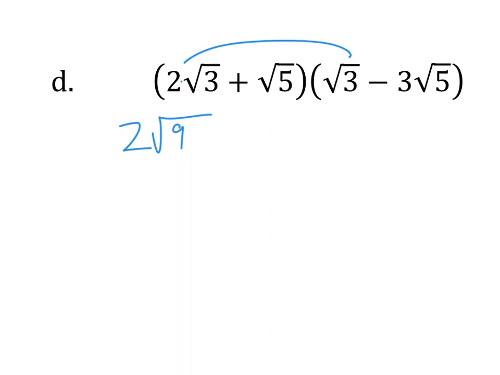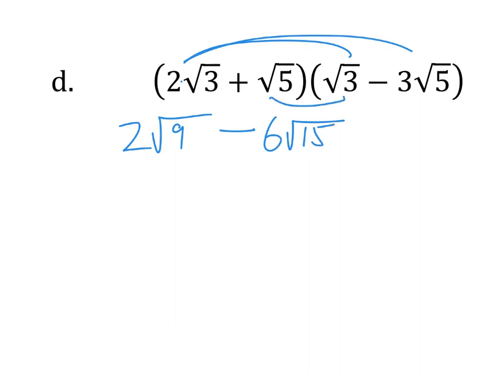Now we're distributing here. 2 square root of 3 times negative 3 square root of 5. First of all, it's negative. 2 times 3 gives us 6. Square root of 3 times the square root of 5 gives us the square root of 15.